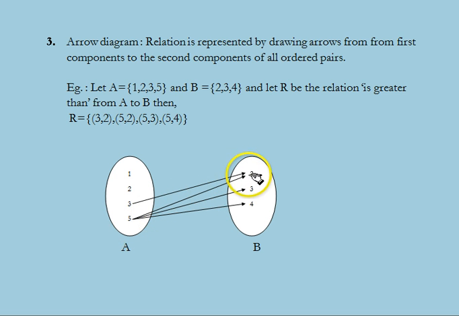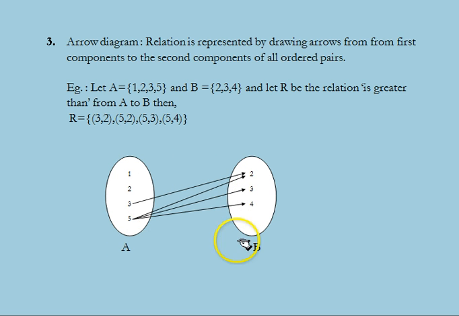Similarly, 5 is related to 2, so we have drawn an arrow from 5 to 2. Next, we have the relation between 5 and 3, so we have drawn another arrow from 5 to 3. The last pair connects 5 to 4. Thus, we have drawn another arrow from 5 to 4.